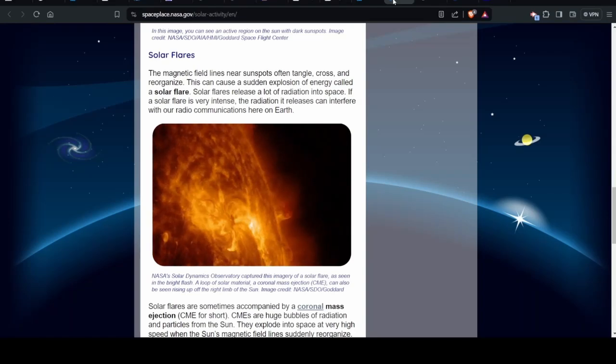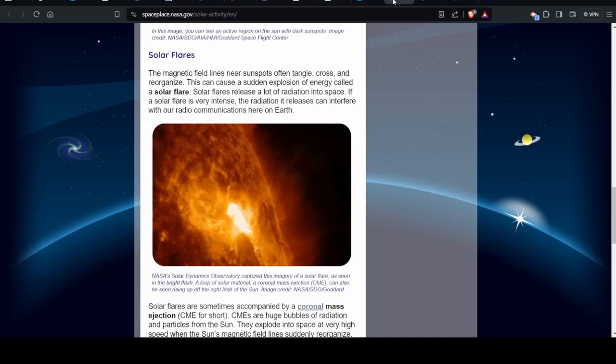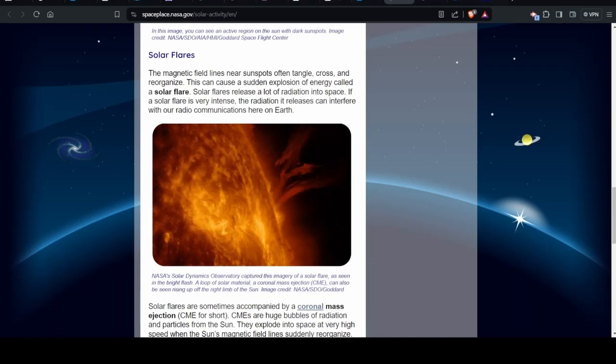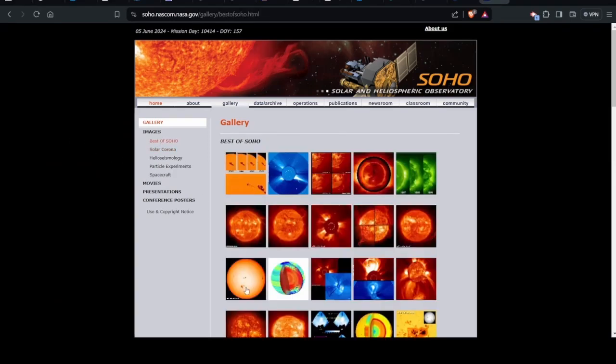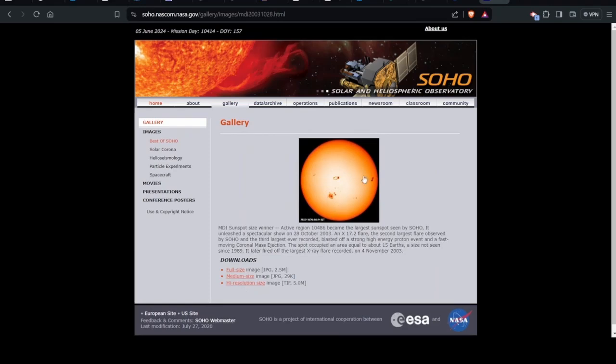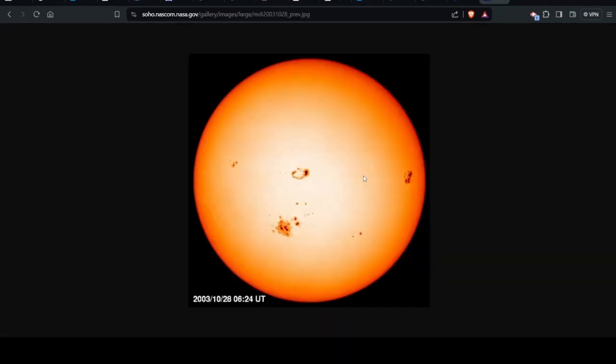So sunspots are regions of very high magnetic activity. You'll see them as dark spots on the sun, which I think we kind of saw in our images from SOHO. So here's our picture of the sun in visible light, and these dark spots are the sunspots.